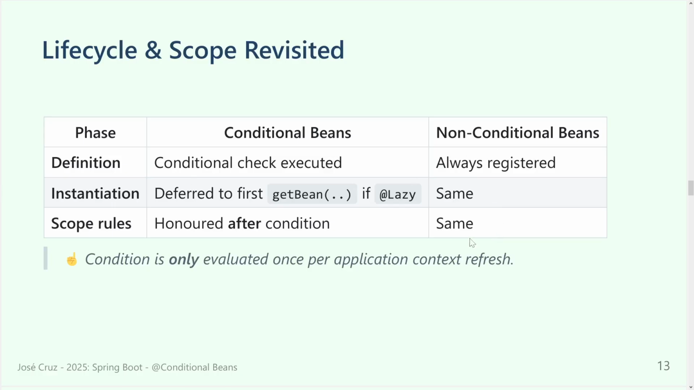Everything will be applied to non-conditional beans. They will always be registered. Okay, there is an exception, not in the scope of this video, which is a profile. If I put a profile here, of course, even non-conditional beans in some cases will not be registered because they don't belong to the profile. So instantiation is deferred to first use if lazy. Otherwise, they can be instantiated if that is true. And the scope rules, meaning singleton, prototype and so on, are honored after the condition. The scope is the last thing to be applied.